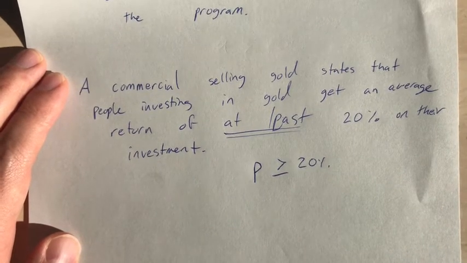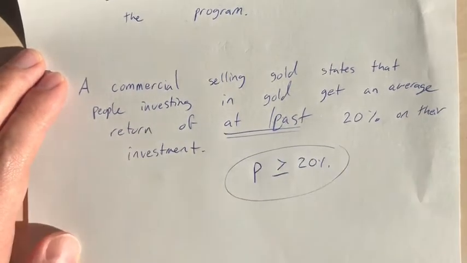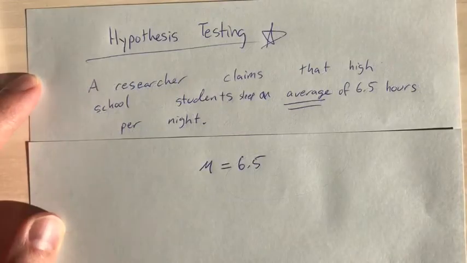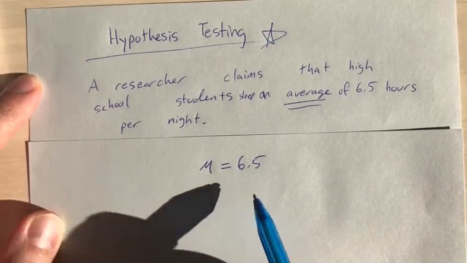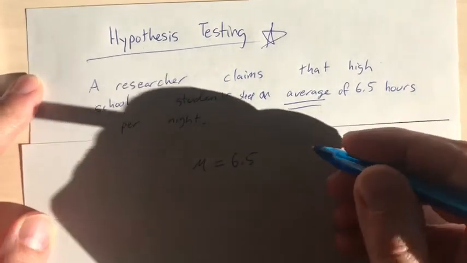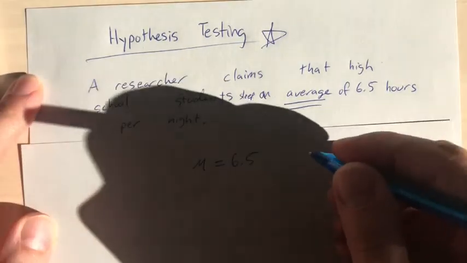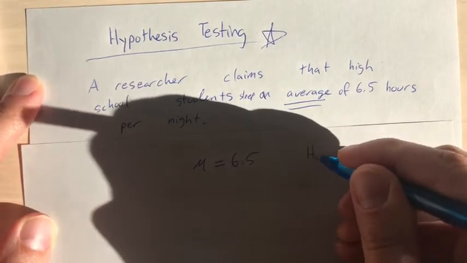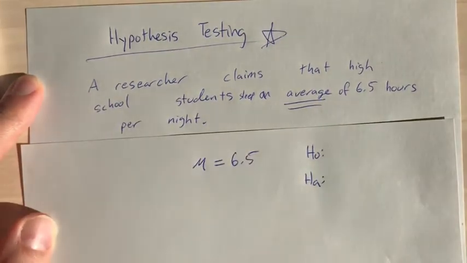So the first step in these problems is to start by taking the claim and writing it in symbol form, okay? After you've written it in symbol form, the next step is to put your symbol form claim into what is known as one of two hypotheses, okay? In these problems, there are two hypotheses. The first of those hypotheses would be what is known as the null hypothesis, and then the second of these is what is known as the alternative hypothesis.